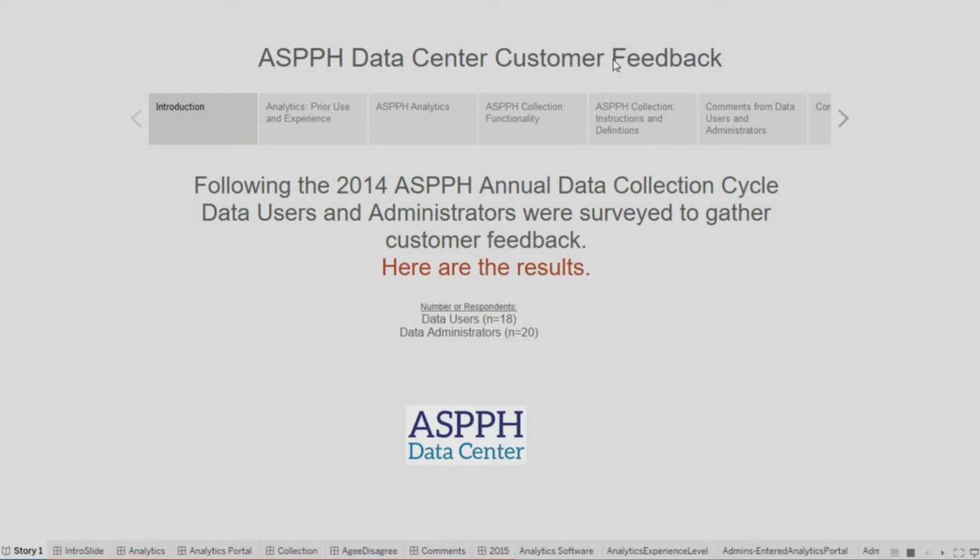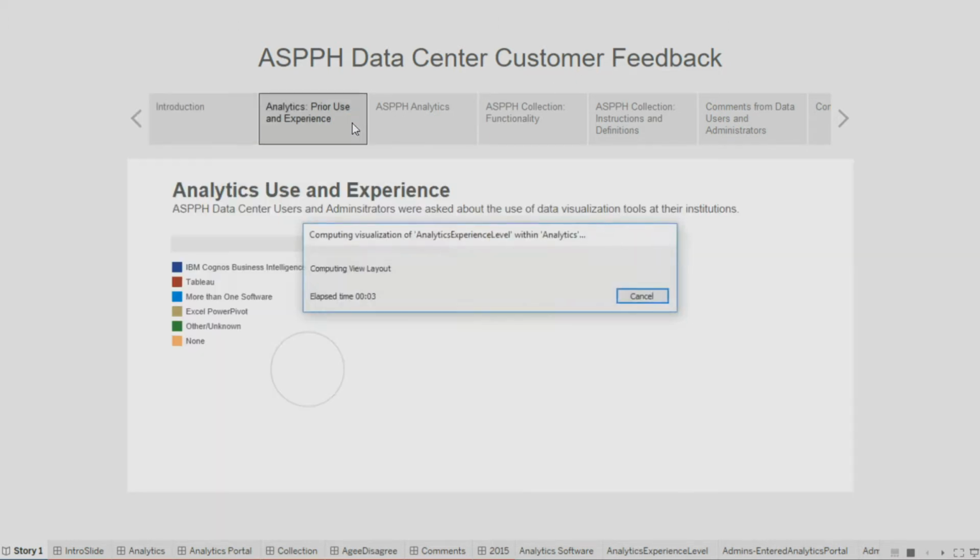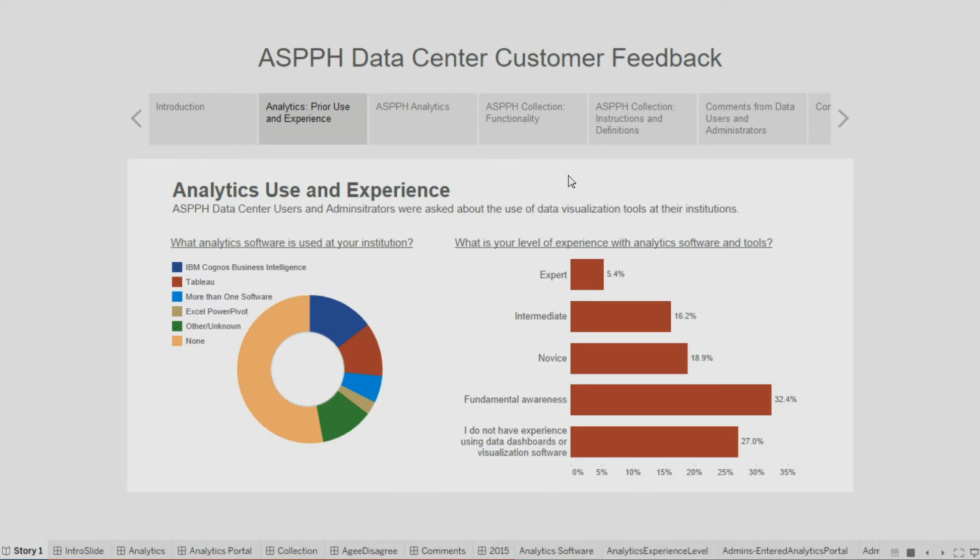So basically, you can see here, we went out to our users and administrators to gather some what we call customer feedback. And the first thing we asked them about was, does your institution use any analytic software? What is it? And what's your level of experience with those tools?